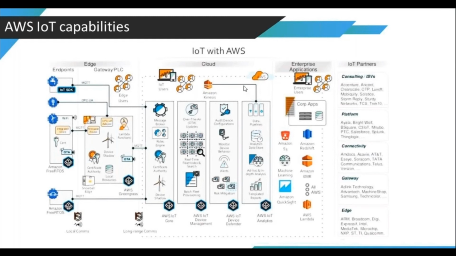The cloud part of AWS has this group of services. The front end services are a message broker, a rule engine, authentication and authorization service that generates certificates for device identification, and a device shadow, a virtual twin of your physical device. Okay, so these are the group of services, and on AWS we call it AWS IoT Core.